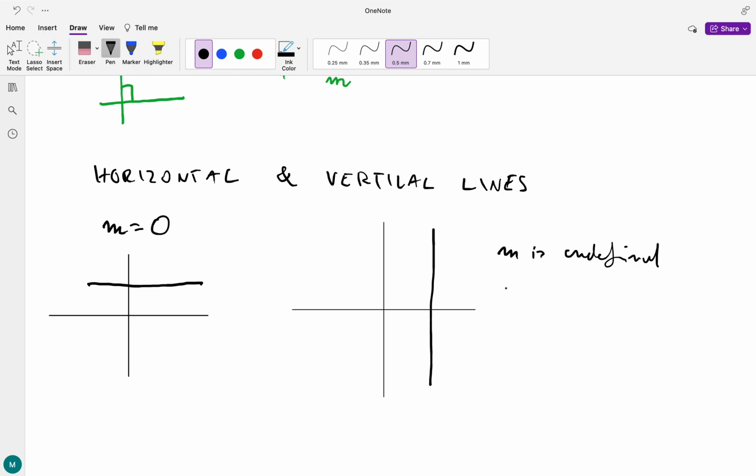So another thing to keep in mind, if you have a tricky question on your test that displays a vertical line and asks you to find the slope, you can say, hey, the slope is undefined, and move on to the next question. Don't waste time trying to calculate it using 2 different points, because you're just going to waste a lot of time.